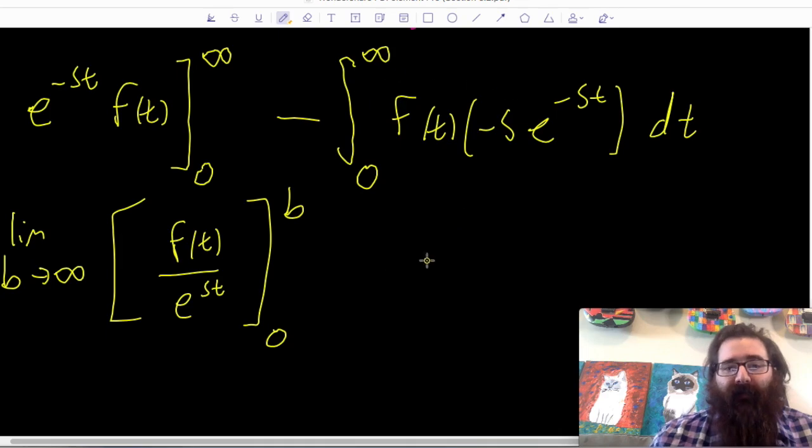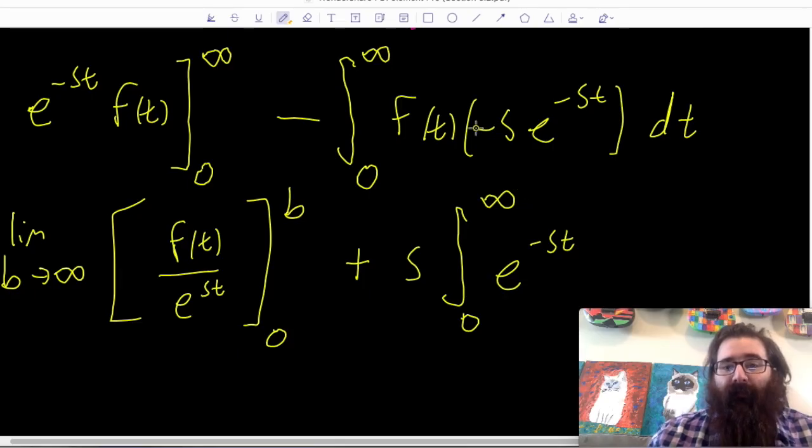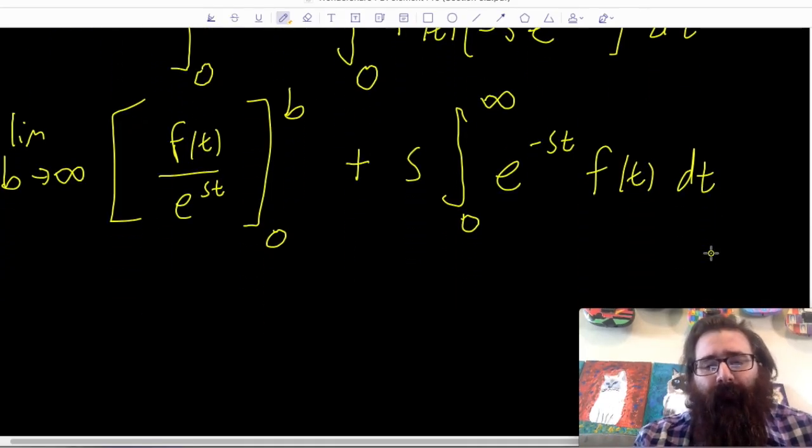So minus negative s is going to switch to plus s times the integral from 0 to infinity of, what am I left with? Well, I brought the negative s out, so I'm still left with this e to the minus st, and I'm still left with my function little f at t, dt. So this is what I'm left with. Now there's a few more things that I'd like to do with this.